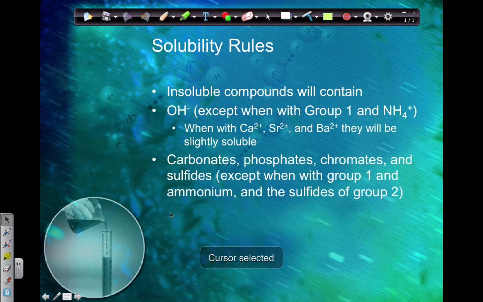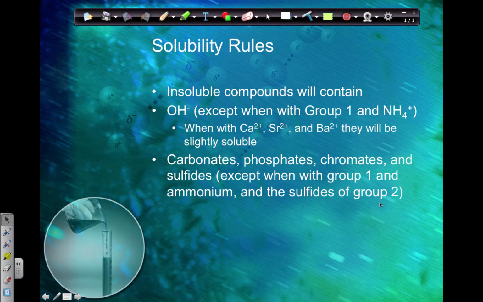All right, so now insoluble compounds usually contain hydroxide, except when it's with group 1 or ammonium, so sodium hydroxide is soluble, but lead hydroxide would not be soluble. Carbonates, phosphates, chromates and sulfides are usually insoluble except when they're with group 1 or ammonium. So sodium sulfide is soluble, ammonium sulfide is soluble, but lead sulfide would not be soluble.